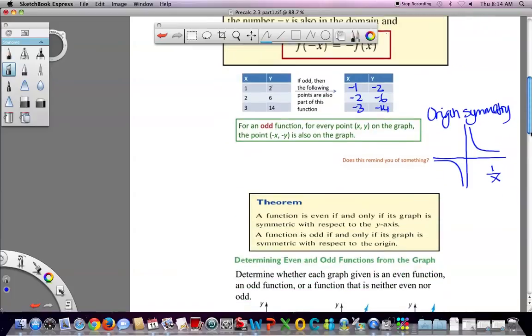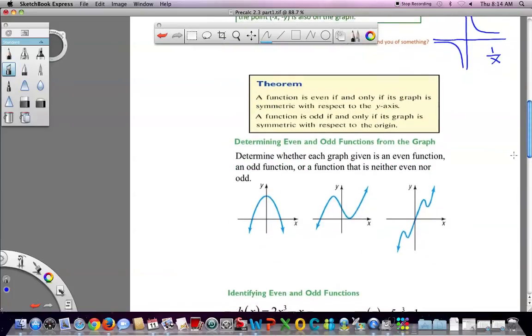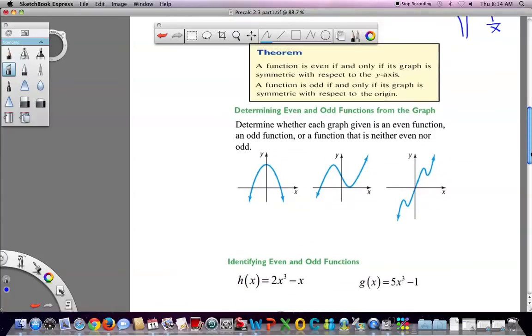Next definition, theorem. A function is even if and only if its graph is symmetric with respect to the y-axis. We just discussed that. And a function is odd if and only if its graph is symmetric with respect to the origin. So that follows out of those definitions. So even function, y-axis symmetry; odd function, origin symmetry. Odd and O go together. Right, determining even and odd functions from the graph. Alright, see if it's even or odd.